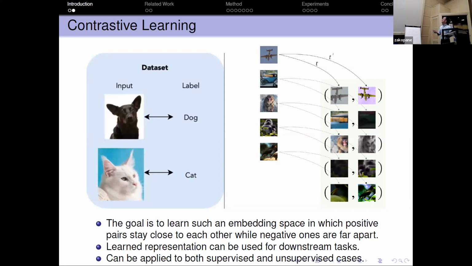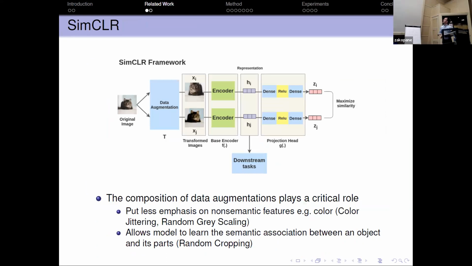And the main contrastive learning framework we use in our paper is SimCLR. And what is this SimCLR framework? It is mainly used for providing data representation for downstream tasks. This framework uses contrastive learning to provide such data representation.